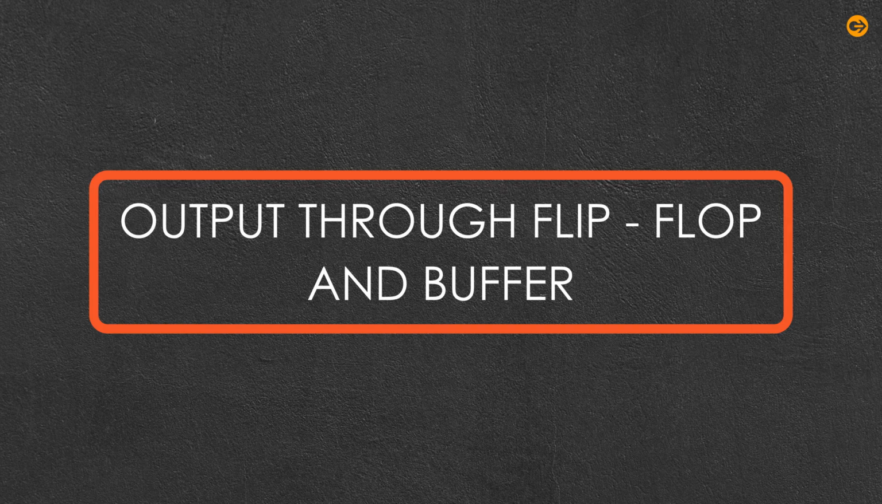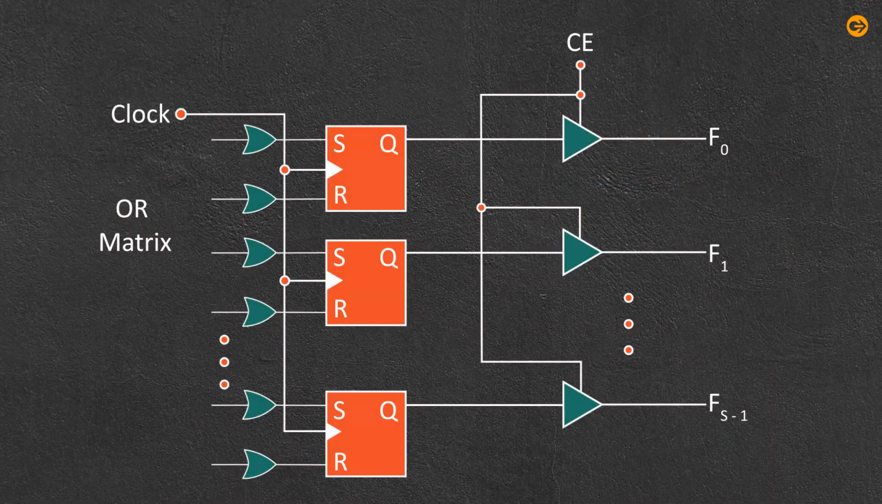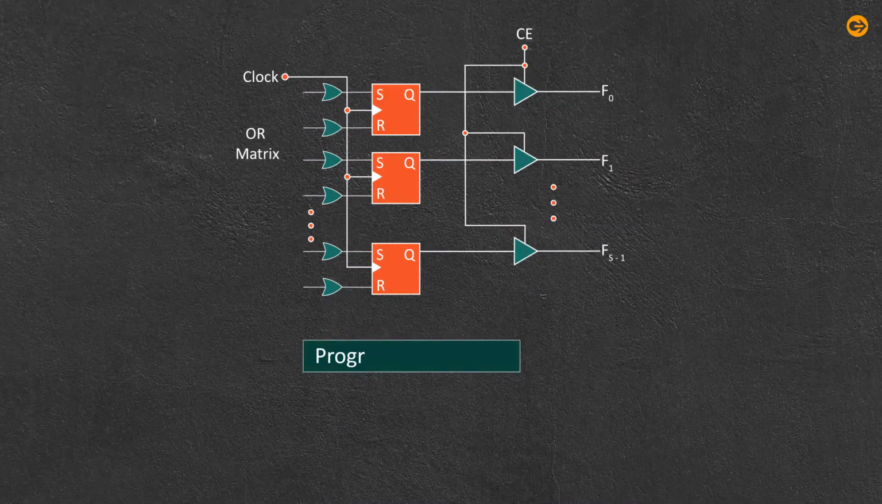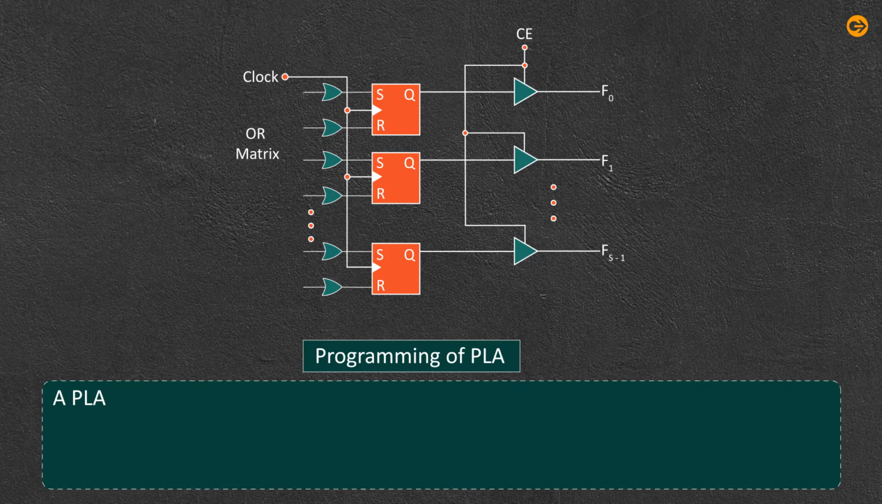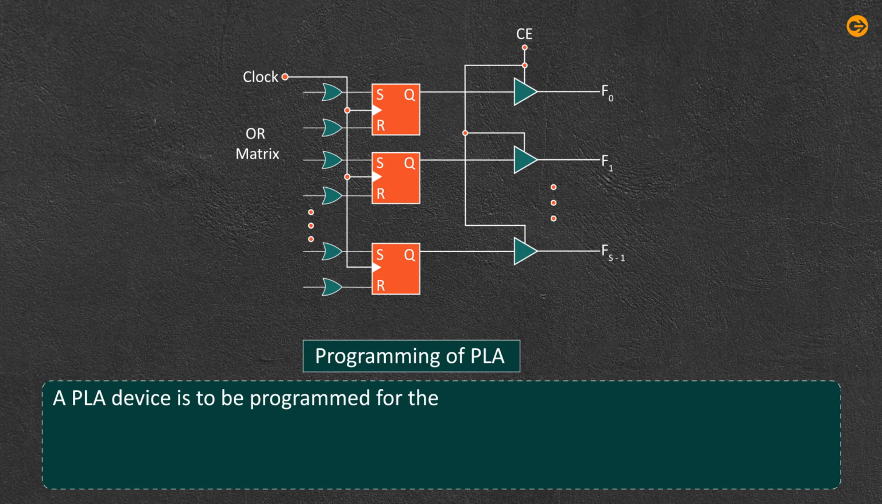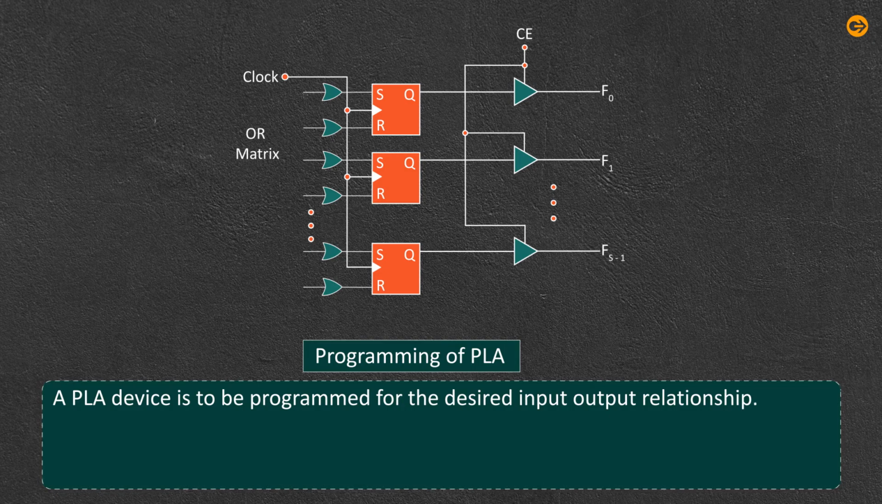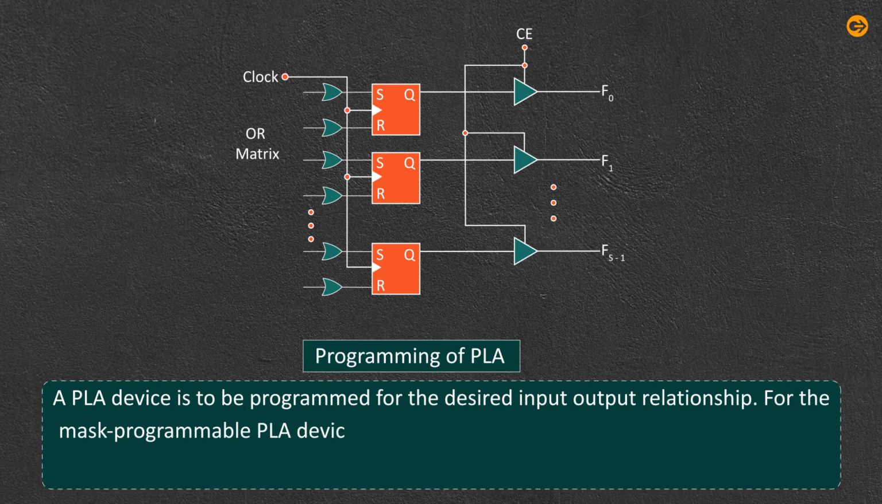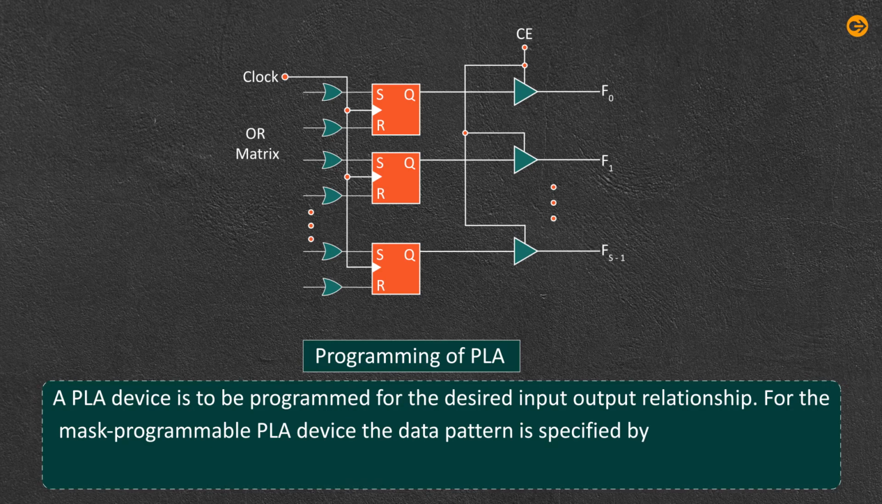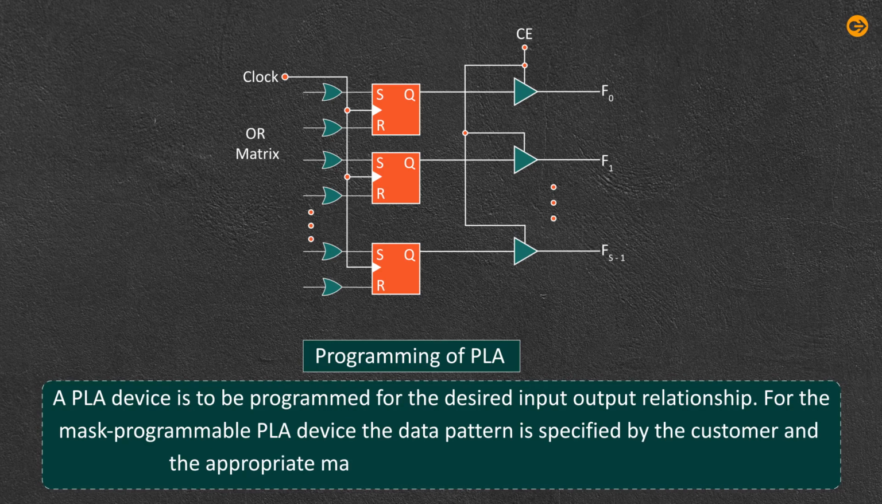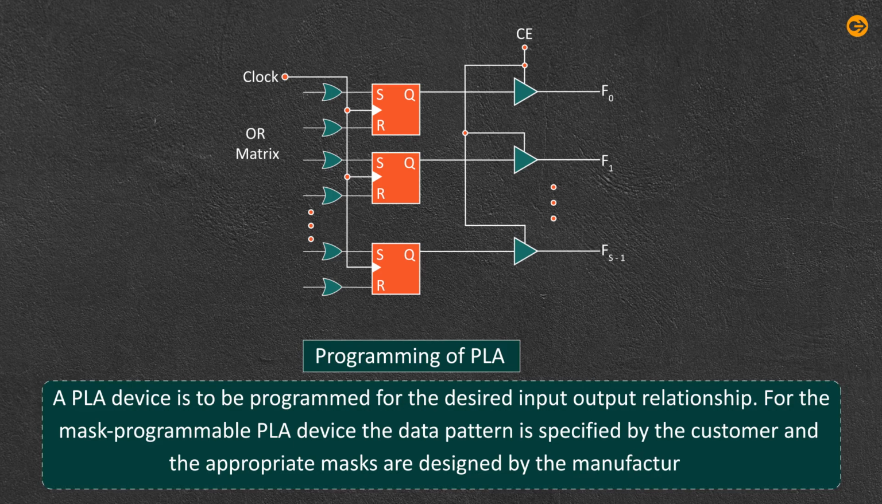Output through flip-flop and buffer. The PLA devices have flip-flops and buffers in the output circuitry. In this, positive edge triggered SR flip-flops are connected at the outputs of the OR gates. The device outputs are available through tri-state buffers. Programming of PLA. A PLA device is to be programmed for the desired input-output relationship. For the mask programmable PLA device, the data pattern is specified by the customer and the appropriate masks are designed by the manufacturers.